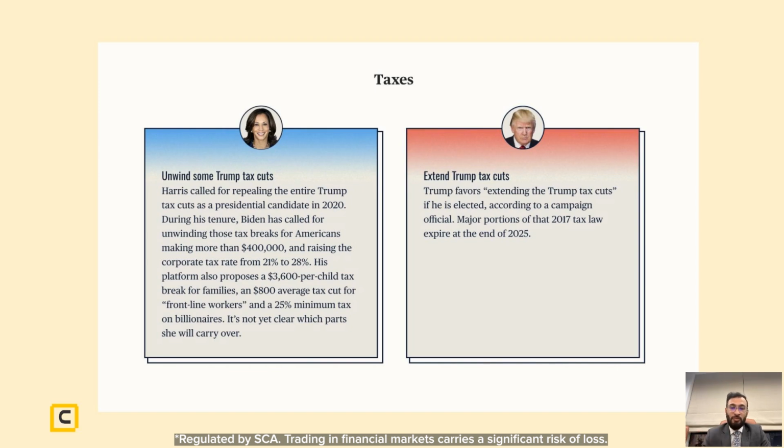But if you see Donald Trump, he plans on extending these tax cuts. And this is something which he wants to do, bring down the corporate tax from 21 to 15%, and push the corporates higher. I think that is one reason why stock markets normally move higher, and it did move higher between 2016 to 2020 during Trump's tenure.